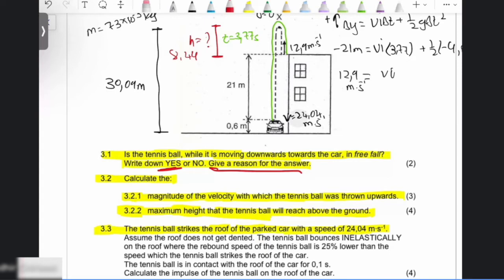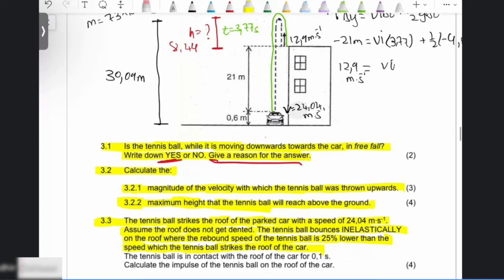Okay. It then says that we need to assume that the roof does not get dented. The tennis ball bounces inelastically on the roof where the rebound speed of the tennis ball is 25% lower than the speed at which the tennis ball strikes the roof of the car. If it's 25% lower, it's basically telling us that it's only 75% of what it was.